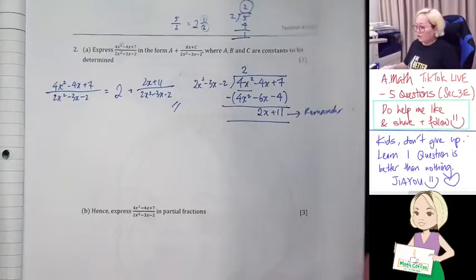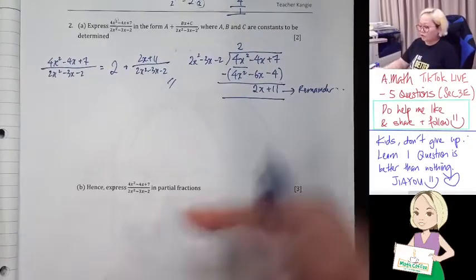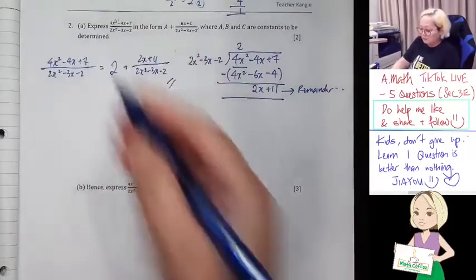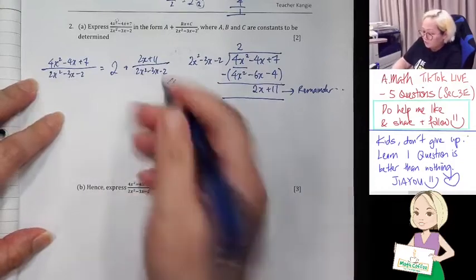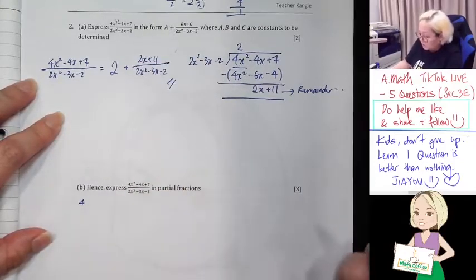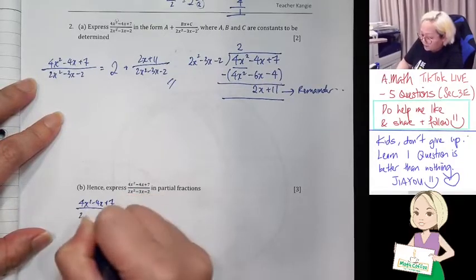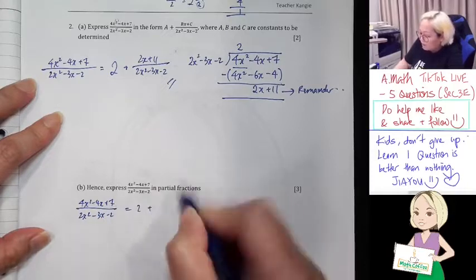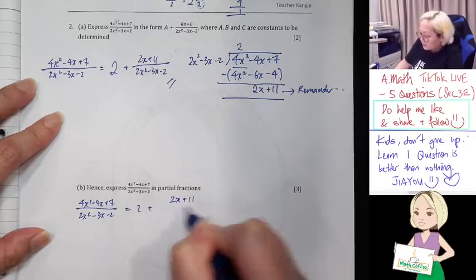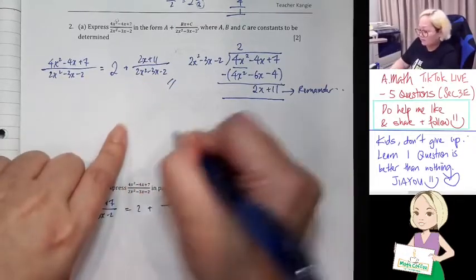Okay, then we are not done yet. We are supposed to put it into partial fraction. So what you need to do is this. Let's get a little space. Okay, 4x squared minus 4x plus 7 over 2x squared minus 3x minus 2. What I want you to do now is factorize the denominator. So this 2x squared minus 3x minus 2, you need to factorize.